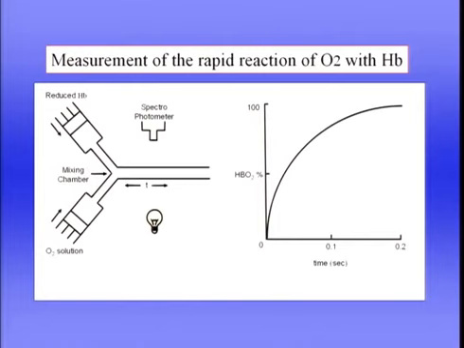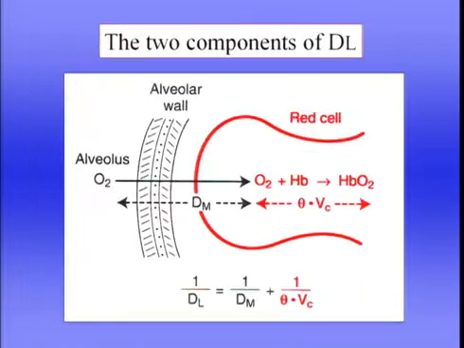And I'm going to show you an image which is rather complicated at first, but we're going to go through it carefully, and it explains the two components that we now recognize that make up the diffusing capacity of the lung, DL. First of all, what we've got here is the alveolar gas. We've got the alveolar wall with the epithelium, the extracellular matrix, and the endothelium here. Here's the lumen of the capillary, and here's a red cell.